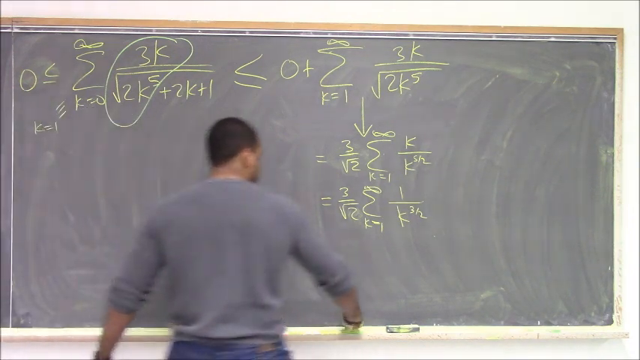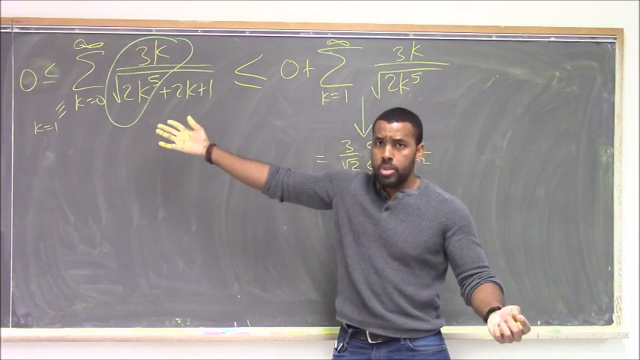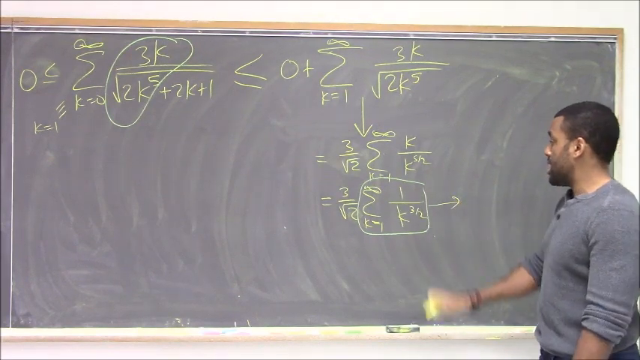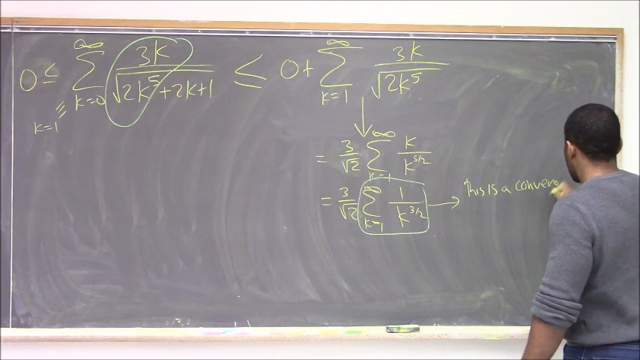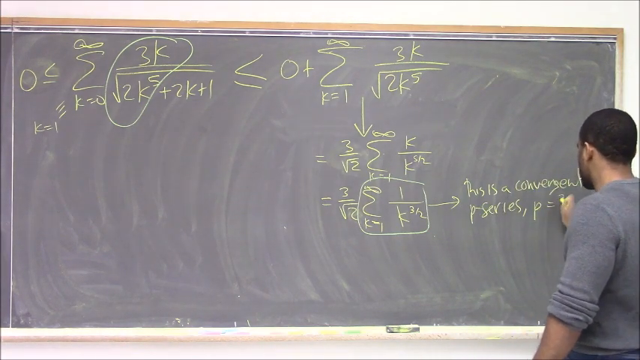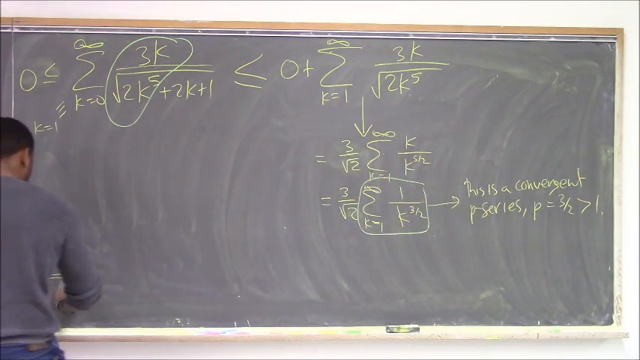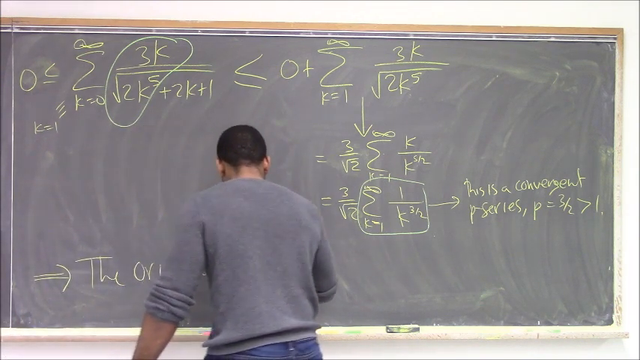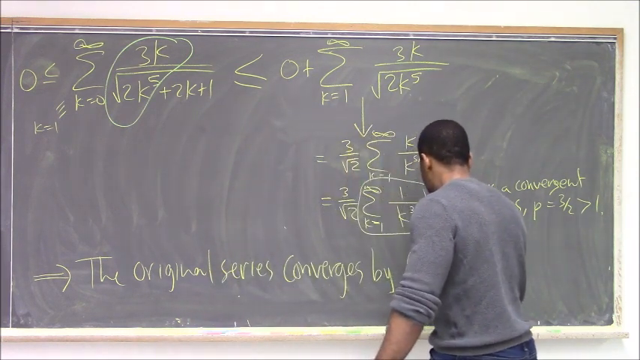So this is a P series, right? Again, the problem didn't start off being a P series, but I compared it to something that's a P series. Now I know about this one. This is a convergent P series, because your P equals 3 over 2, which is larger than 1. And so what you can say here is the original series converges by comparison.